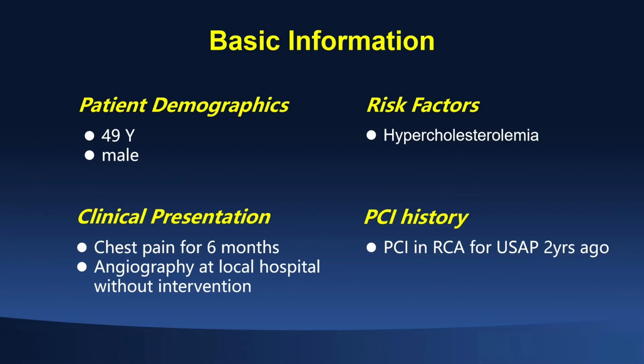Now, I will introduce the basic information of this patient. The patient is 49 years old with hypercholesterolemia for 10 years. Two years ago, he received PCI in the right coronary artery for unstable angina pectoris. Six months ago, he had chest pain and underwent angiography at a local hospital without any intervention.